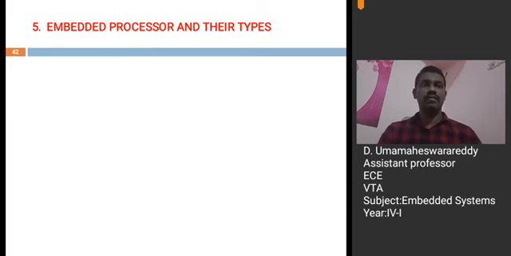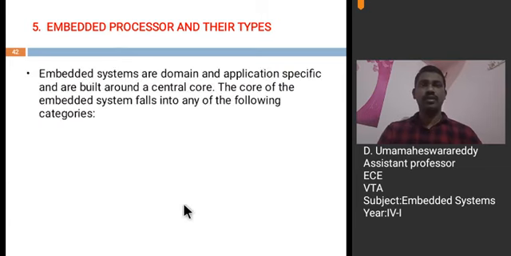whereas domains which require signal processing, such as speech coding, speech recognition, etc., make use of special kinds of digital signal processors supplied by manufacturers like Analog Devices, Texas Instruments, etc. And we know that embedded systems are application and domain specific, and are built around a central core. This central core is your processor.